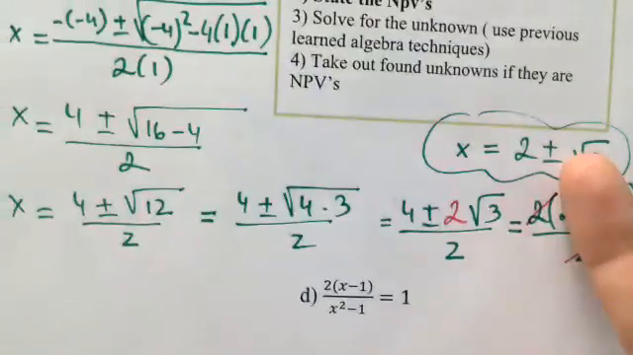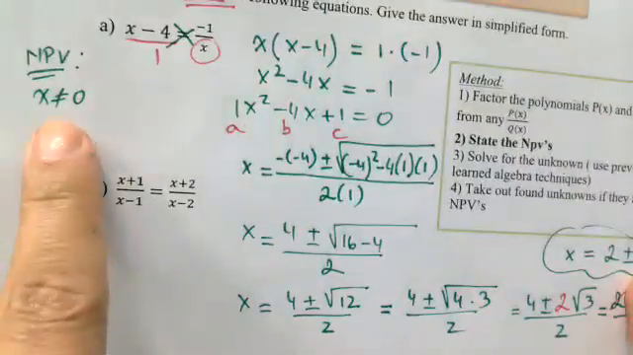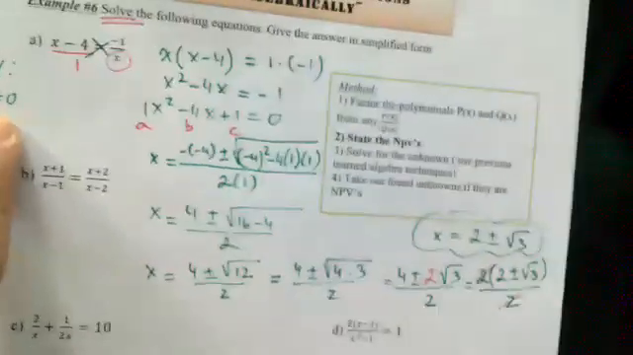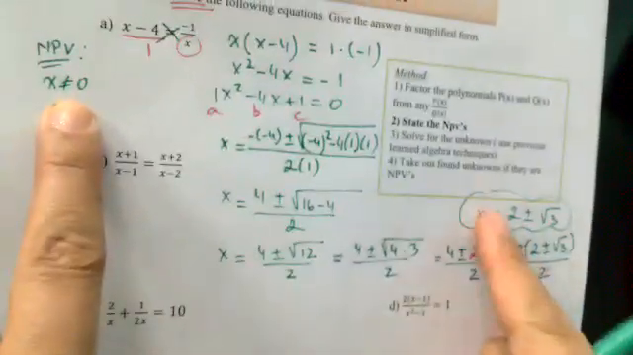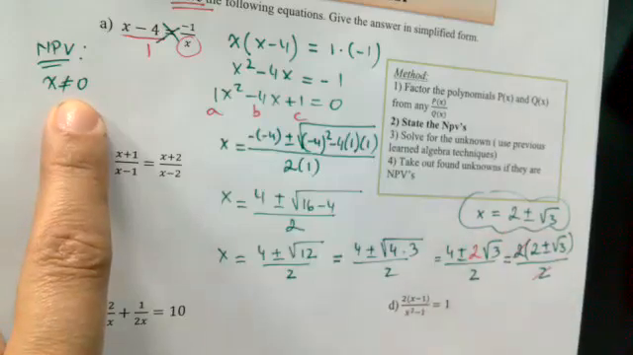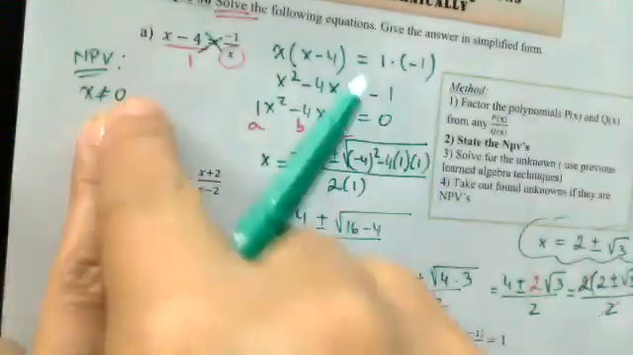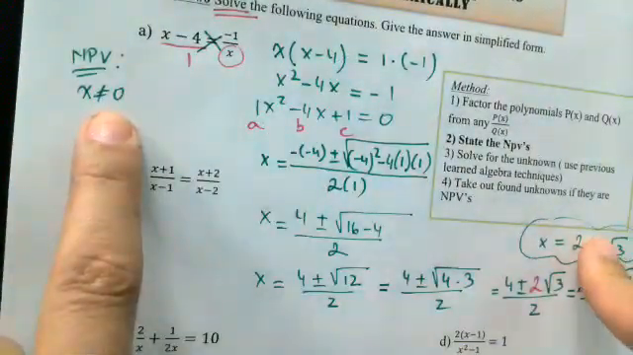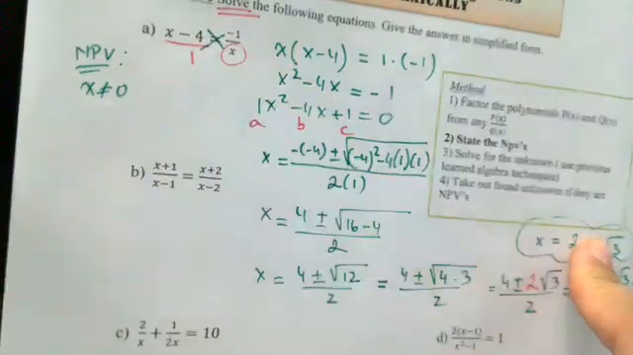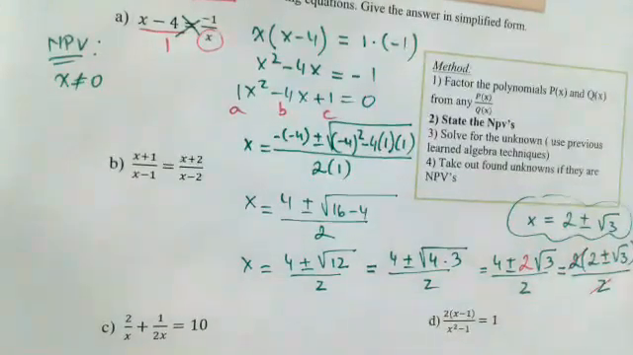Then once you get your final answer, you look at your NPV and you make sure that it doesn't have exactly the same answer. Okay, you always have to cross-check it. It's not the same thing as 0, right? So we can keep the new solution, which is the solution of the quadratic. Once I check the NPV, it's also the solution to my original rational equation.